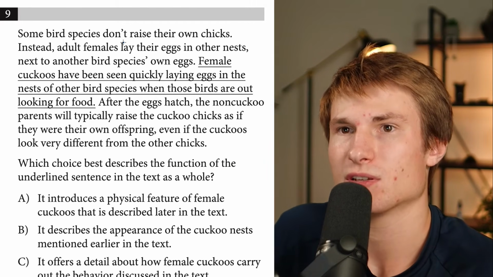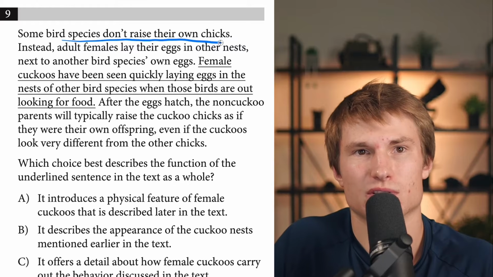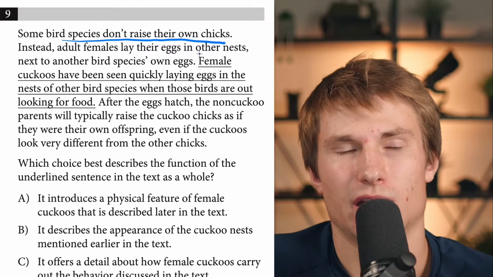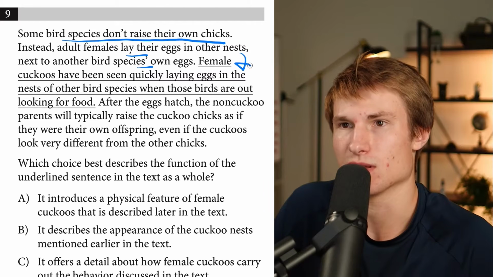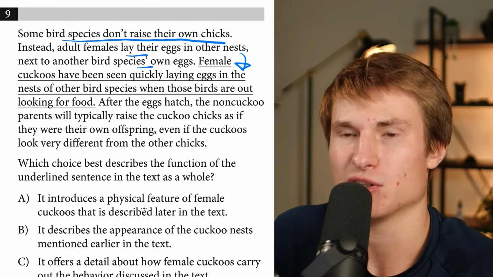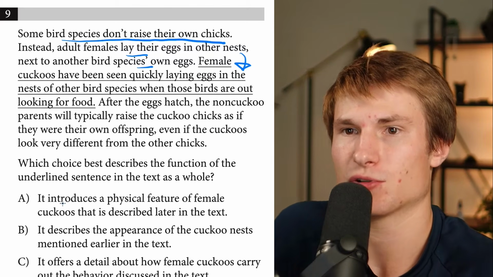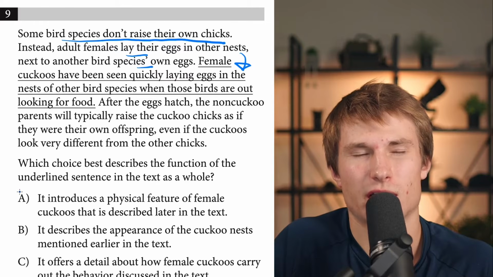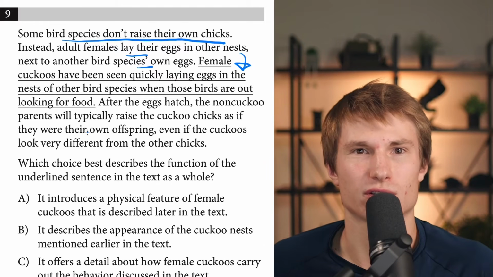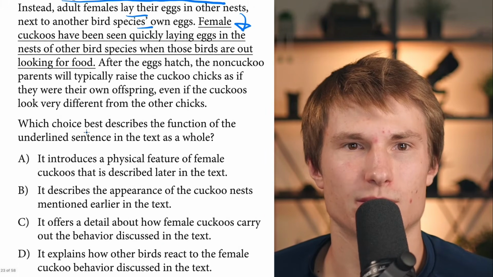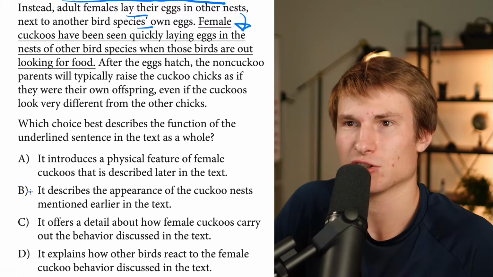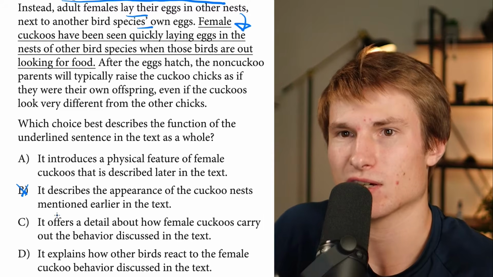All right. Well, ultimately, we have this claim up top, which is some bird species don't raise their own chicks. Okay, and then we give a little bit more explanation on that. And now we're giving an example with the cuckoos. So we've got option A, introduces a physical feature of female cuckoos that's described later in the text. I'd be looking for something that's more so connecting to that earlier claim. Option B, describes the appearance of the cuckoo nests mentioned earlier in the text. Well, we're not actually mentioning the cuckoo nests earlier in the text, so we can get rid of B.